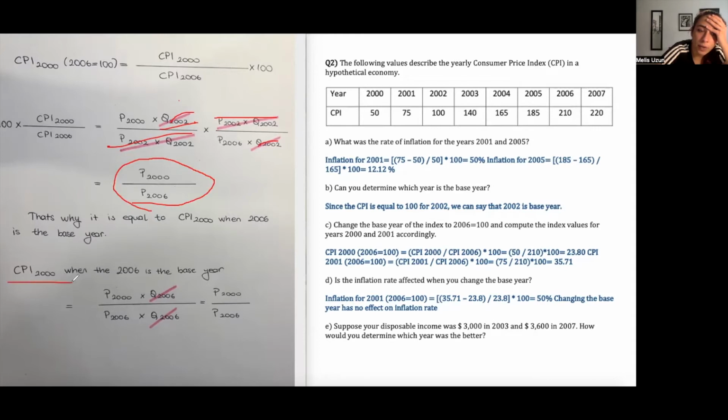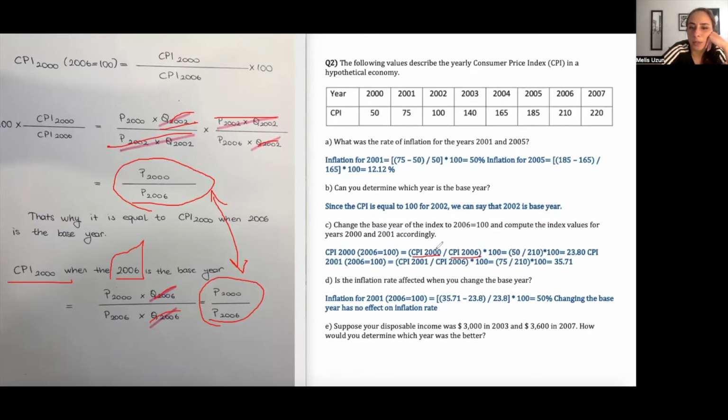And if you calculate CPI when the base year is 2006, it is equal to price of goods in 2000 times quantity of the goods in 2000 divided by price of goods in 2000 times quantity of the goods in 2006, and this will cancel each other, and again we will have this, and these two are equal to each other. That's why to calculate this, we divide CPI of 2000 by CPI of 2006 and multiply it with 100.